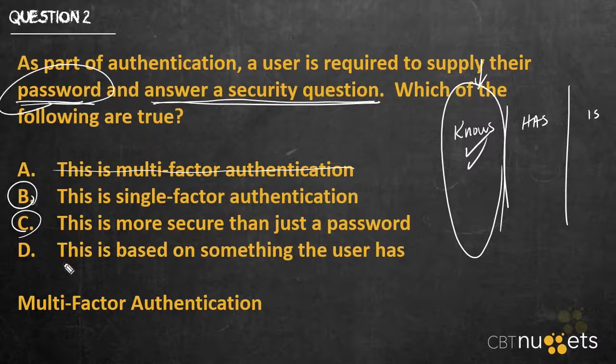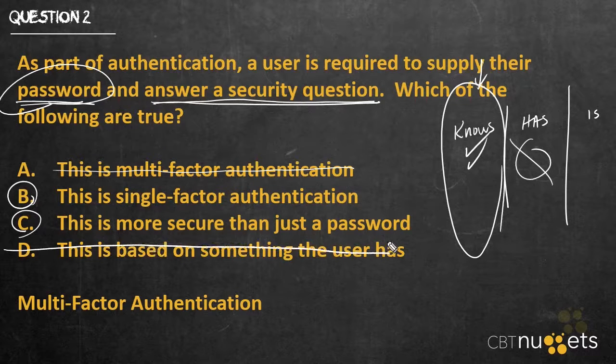And then answer D says this is based on something that the user has, which is a big goose egg. So answer D is out. So if we were requiring a digital certificate or a one-time password or a key fob or a bank card or something else that the individual user had, that would be from this category. But in this situation, it's not being requested. So the answers here are answers B and answer C.